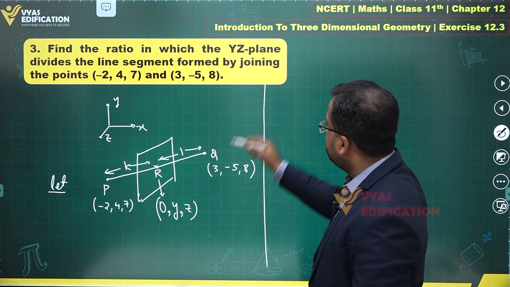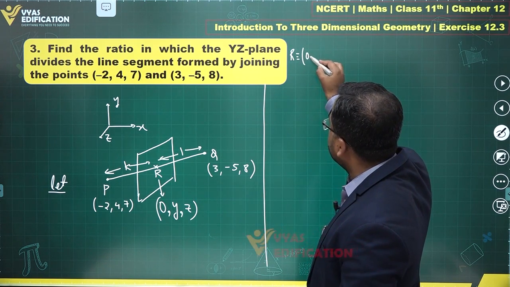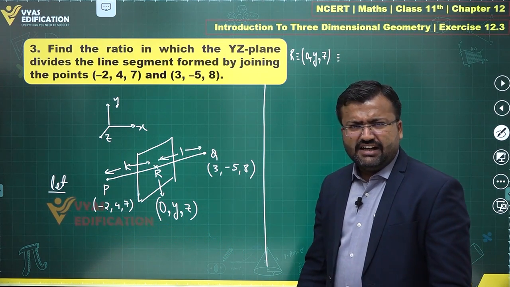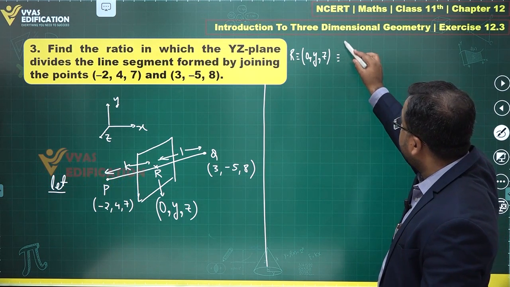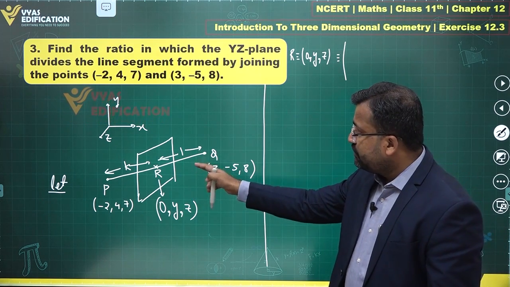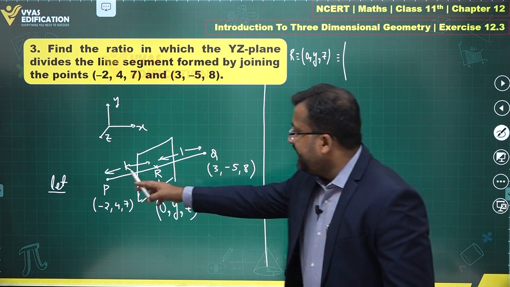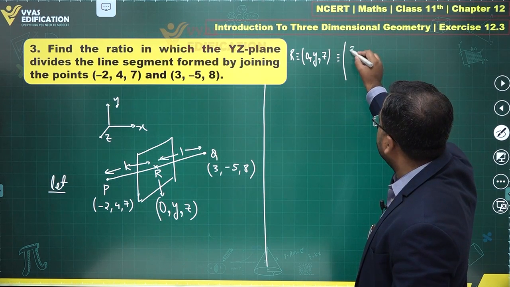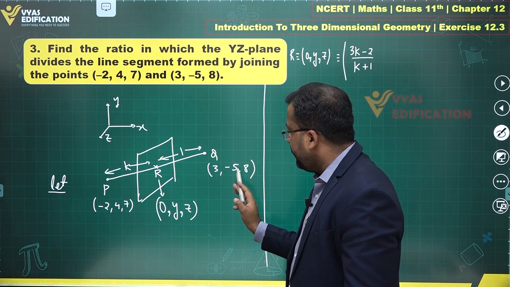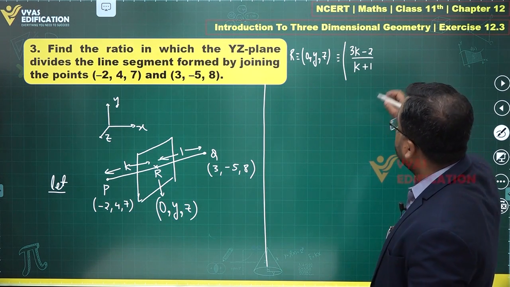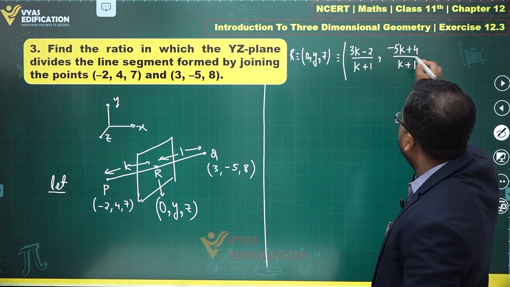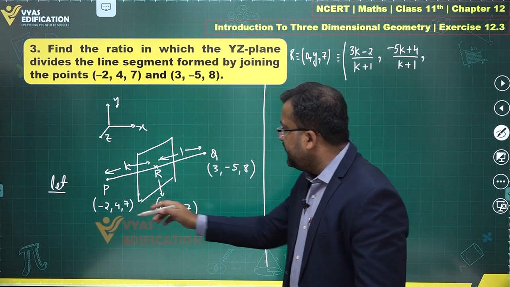Can you write the coordinates of R? R is already known to us: (0, y, z). Just the x coordinate is known, but is that all that is required? Let's take a look. Since the ratio is k:1, we can easily write the coordinates using P and Q. The x coordinate is (k times 3, 1 times -2), that is (3k - 2)/(k + 1). The y coordinate is (k times -5, 1 times 4), that is (-5k + 4)/(k + 1). The z coordinate is (k times 8, 1 times 7).